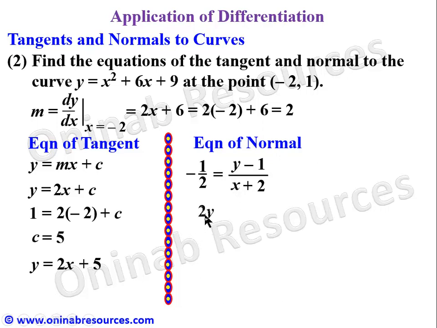So cross multiplying, we have 2y minus 2 is equal to negative x minus 2. So rearranging this, we can bring this to this side. It becomes x plus 2y is equal to 0. This negative 2 coming here becomes positive. Negative 2 plus 2 gives 0. And that is the equation of the normal to the curve y equal to x squared plus 6x plus 9 at the point negative 2, 1. So we are done with problem 2.